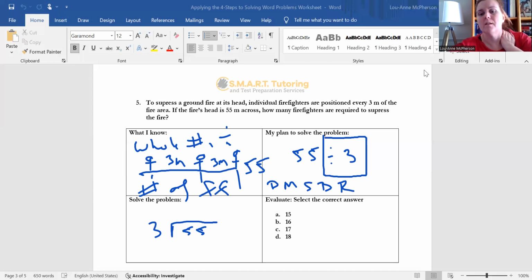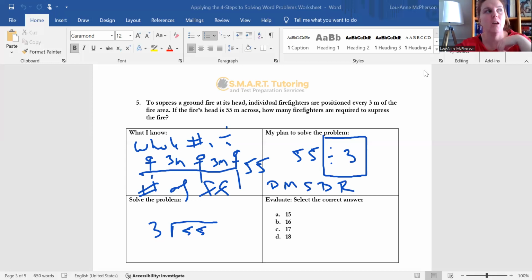Okay. The D in Dracula stands for division. The M in must stands for multiply. The S in suck stands for subtract. The B in blood stands for bring down. And the R in regularly stands for repeat.